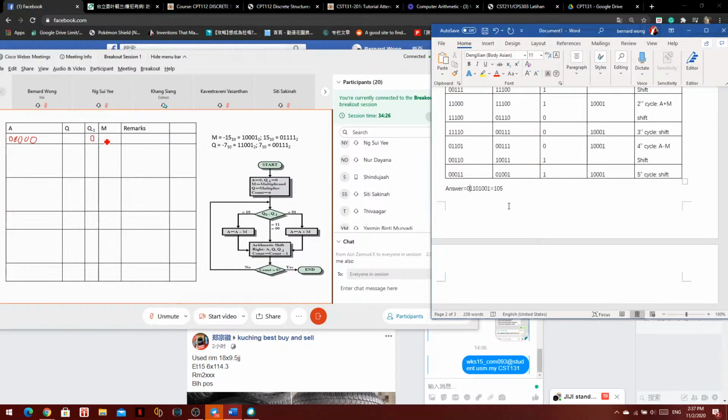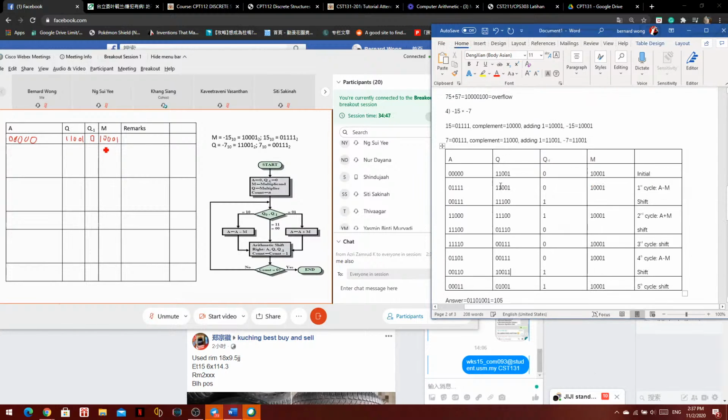Which one is your multiplicand? It is -15, so it's 1,0,0,0,1. And then your multiplier is -7, so it's 1,1,0,0,1. So this is the initial step that you are going to do in the first round.